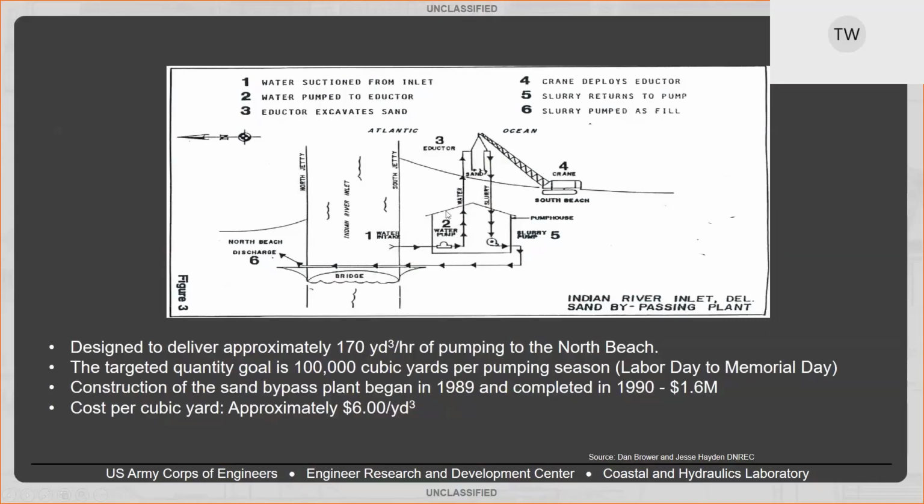Here's a hydraulic circuit diagram. It's designed to pump about 170 cubic yards an hour, about 100,000 cubic yards per pumping season. It runs from Labor Day to Memorial Day. The plant was completed in 1990 at a cost of $1.6 million, dated 1990. And right now they're getting a cost of approximately $6 per cubic yard.